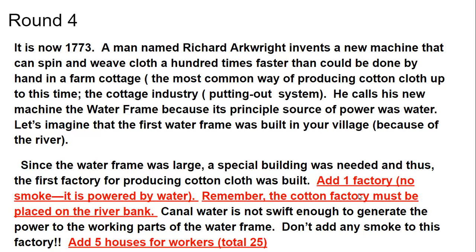Remember, the cotton factory must be placed on the riverbank. Canal water is not swift enough to generate the power to work the parts of the water frame. So you need to put the factory on the water. Don't add any smoke to this factory because it's powered by water. Also add 5 houses for workers for a total of 25 houses. Go ahead and pause the video.